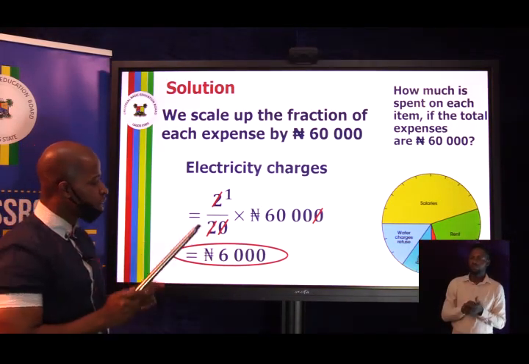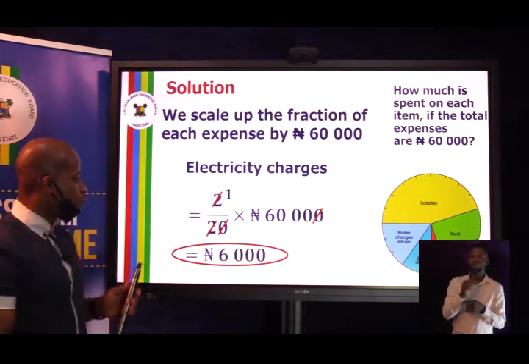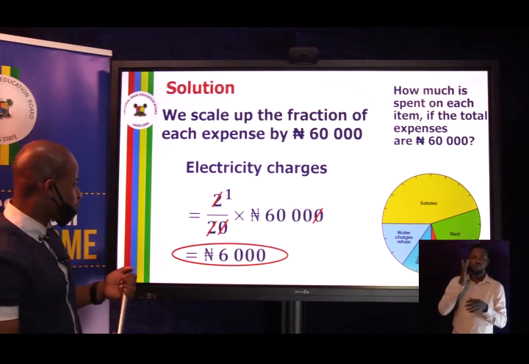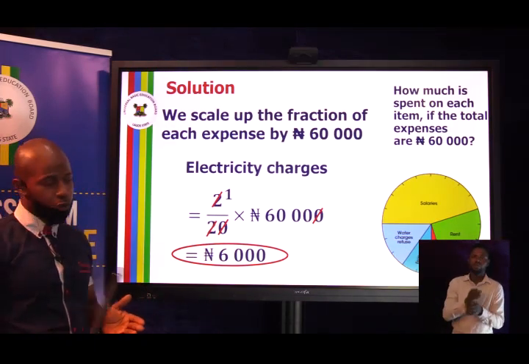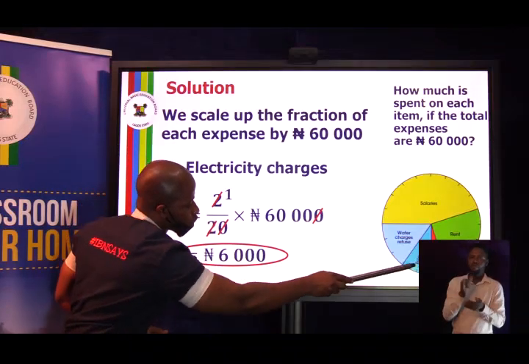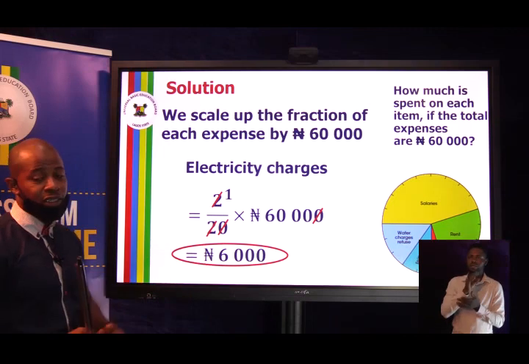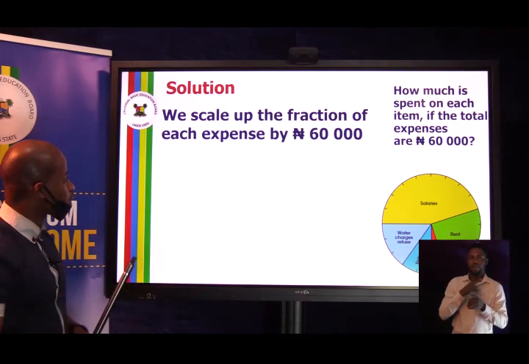Now let's see, if I divide 60,000 into 20 places, how much am I going to get? I'm going to get 3,000. So each of these places is 3,000. Then if I give 2 of that to electricity, 3,000 in 2 places, that is 6,000. So that's exactly the answer, my friend. So let's see how the next one is going to be solved.